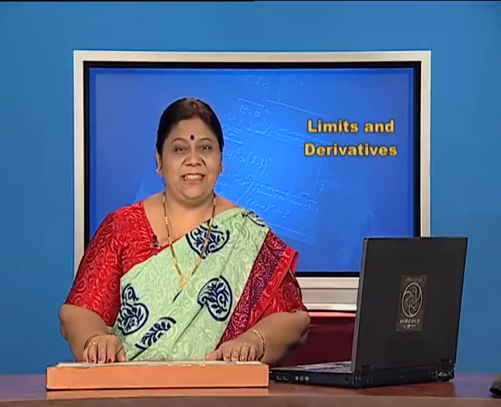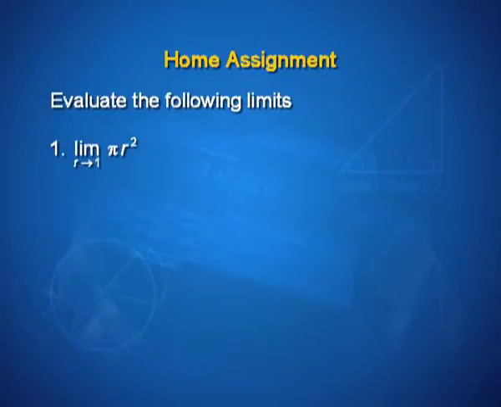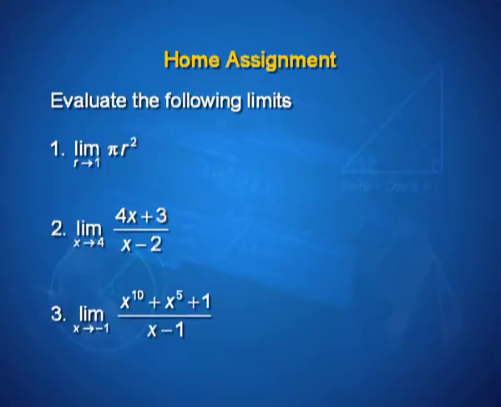Now, students, it is time to take up the home assignment. Take down the questions. Evaluate the following limits. Question number 1, limit pi r square as r tends to 1. Question number 2, limit 4x plus 3 upon x minus 2 as x tends to 4. Question number 3, limit x to the power 10 plus x to the power 5 plus 1 upon x minus 1 as x tends to negative 1.